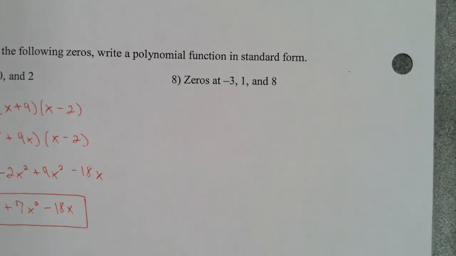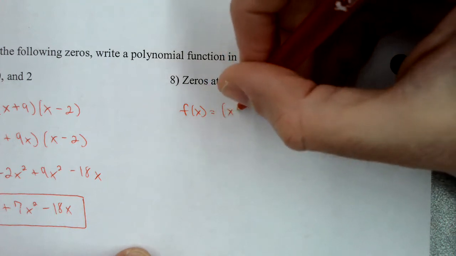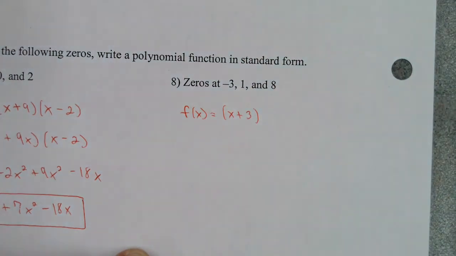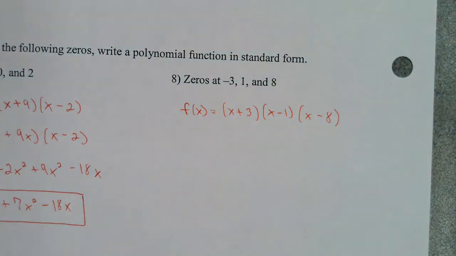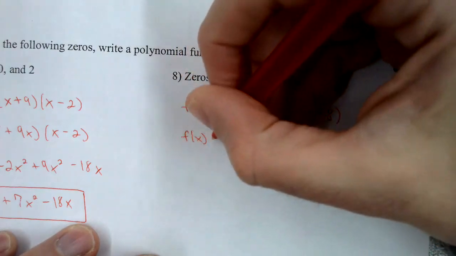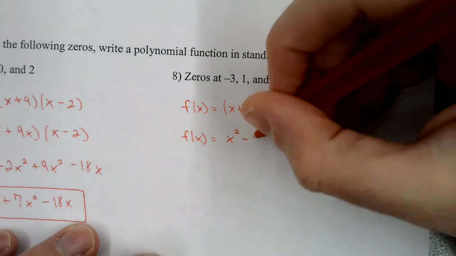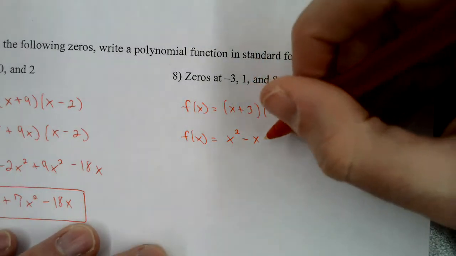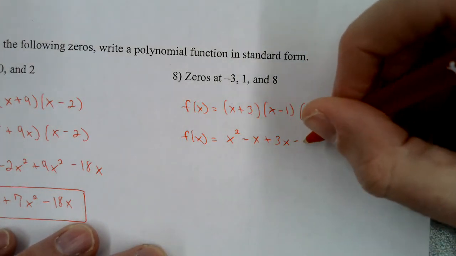One more. Let's write it in factored form first, then we'll convert it to standard form. So f of x equals x plus 3 times x minus 1 times x minus 8. First, I'll do the x plus 3 times the x minus 1. Let's distribute that first. X times x is x squared. X times negative 1 will be minus 1x. 3 times x will be plus 3x. And 3 times negative 1 will be negative 3.